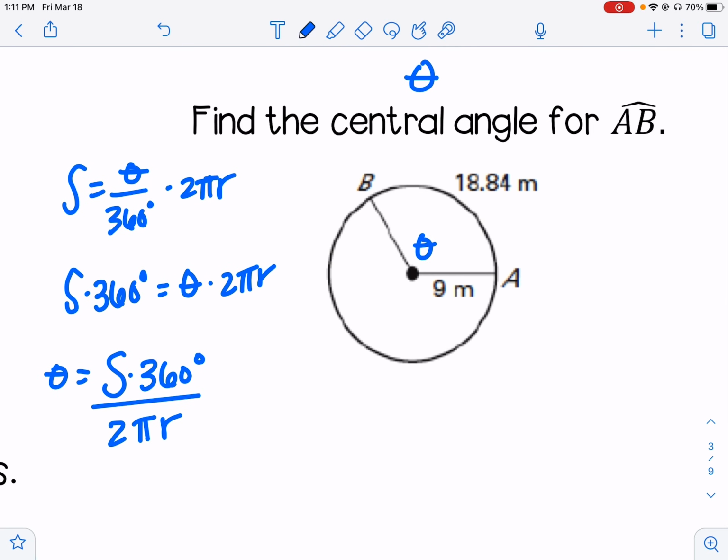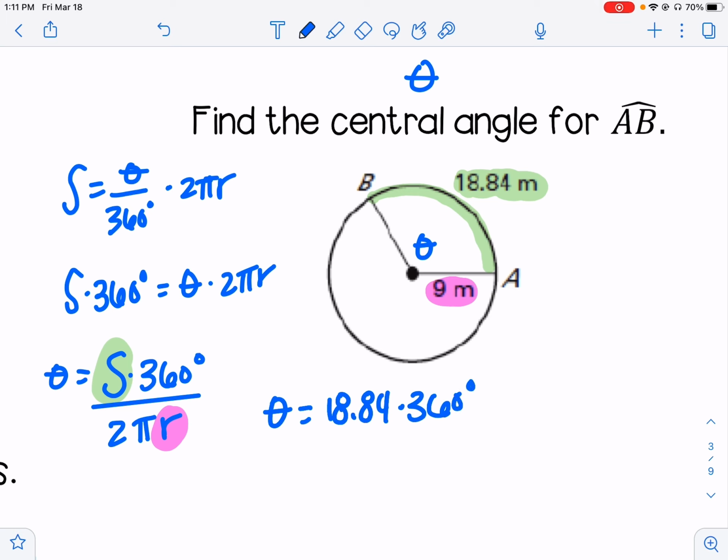But this time I also need my s value, which is given out here because this is representing the actual length of the arc. And now we can plug those in. Theta equals 18.84 times 360 divided by 2 pi 9. Now, putting this in your calculator is going to be important. I personally like to go ahead and do the top first. I'm going to do 18.84 times 360.